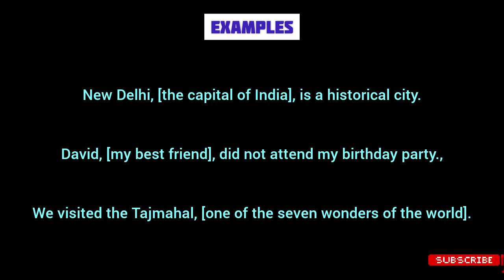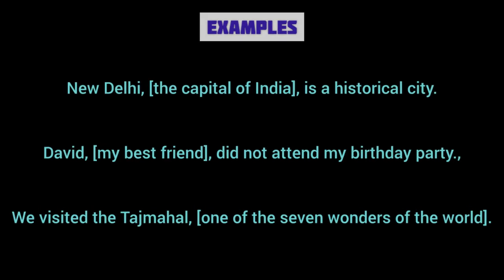In the last example, we visited the Taj Mahal, one of the 7 wonders of the world. The phrase one of the 7 wonders of the world is placed right next to the noun the Taj Mahal to modify or describe it in the sentence. Hence, it's another example of the appositive phrase. In these examples, we also see that the appositive phrase may occur in the middle or even at the end of the sentence.